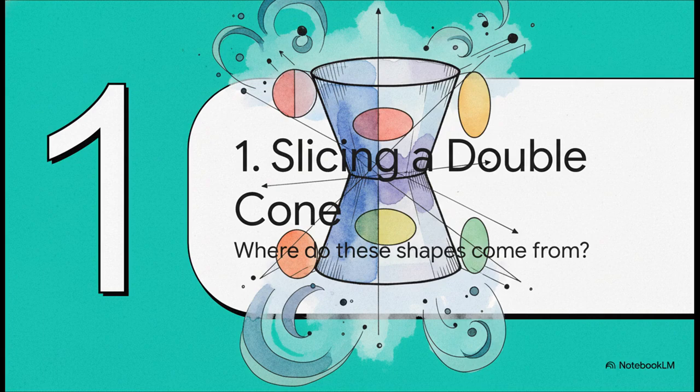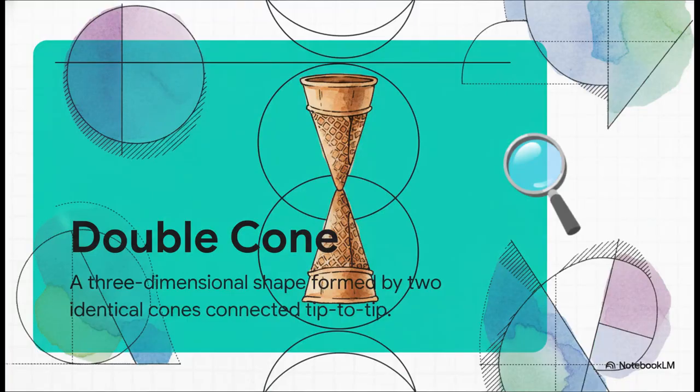Where do these shapes even come from? It all starts with one single 3D form. Okay, I want you to picture two ice cream cones. You know, the classic pointy ones. Now imagine one is flipped upside down and they're balanced perfectly, tip to tip. That shape, that's what we call a double cone. And believe it or not, this is the parent, the single source for every single shape we're talking about today.